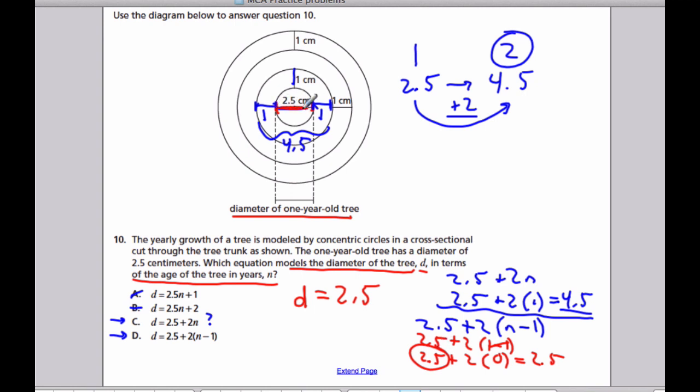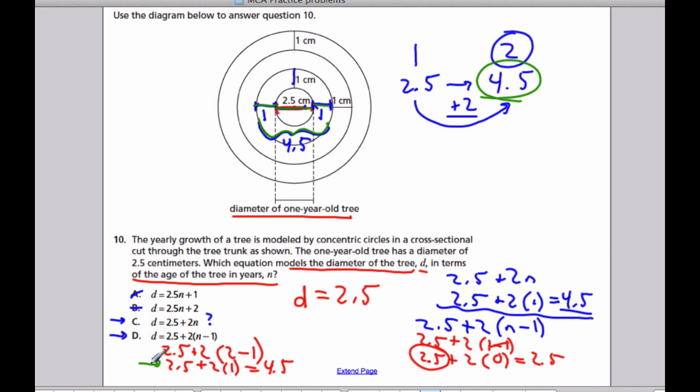Let's just, for the sake of it, try another one. Let's try 2.5 plus 2 times the second year, which is 2 minus 1. 2.5 plus 2 times 1 is equal to 4.5. That makes sense. If you go back up here, remember, after 2 years, it was 4.5 centimeters. The 2.5, which it was originally, plus it grew another inch. So it became 4.5, and that's what this equation gives us.